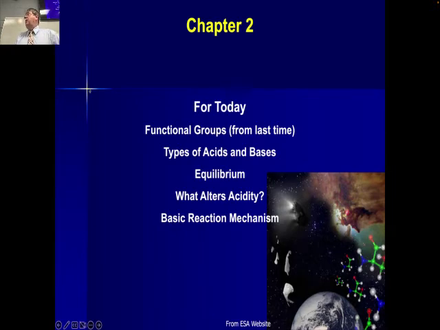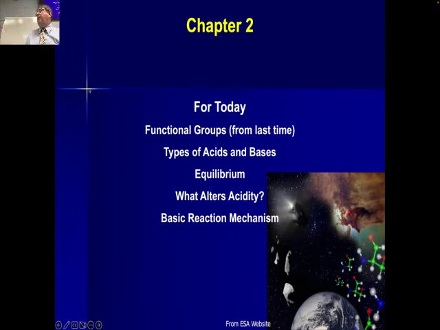The chapter's actually pretty short. We'll talk a little bit about equilibrium. We'll talk a little bit about what alters acidity, because as we get into some later chapters, you're going to find that a simple acid-base reaction can explain most of organic chemistry. A lot of what happens is nothing more than the reaction of an acid plus a base. So being able to know what alters that acidity and why something can become more acidic or less acidic depending on what's attached to the acid is really important.